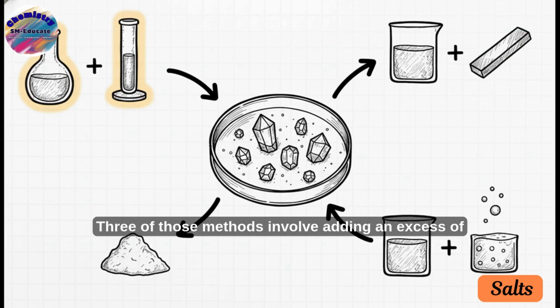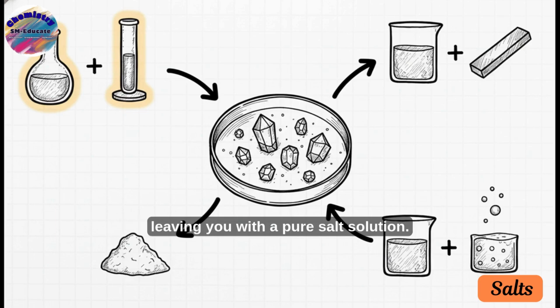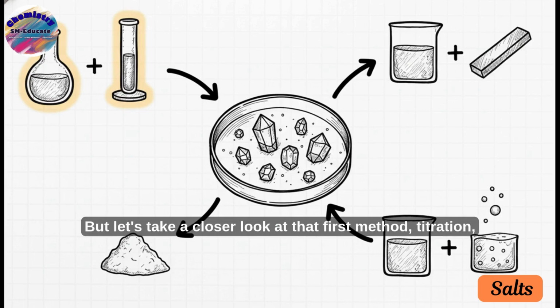3 of those methods involve adding an excess of something that doesn't dissolve. That's actually a really clever lab trick. You just add way more than you need, let it all react, and then you can simply filter out the leftovers, leaving you with a pure salt solution. But let's take a closer look at that first method, titration, because it's a great example of chemical precision.